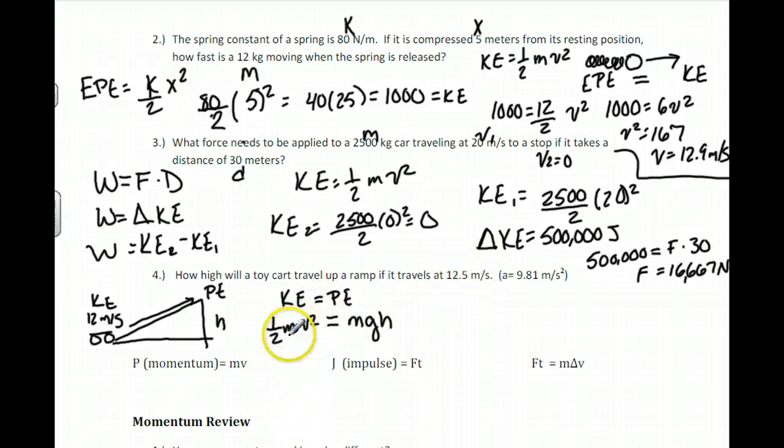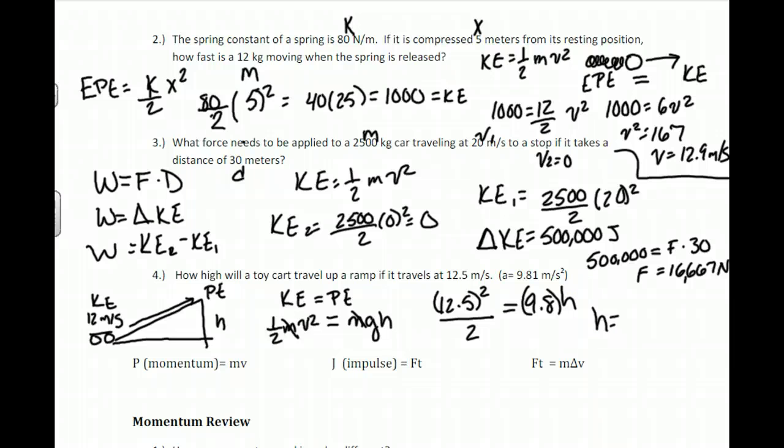Now, if you look at this, my masses, which I don't know, are going to cancel, so I don't have to know them. Do I know the velocity? Yes, I do. It's 12.5. So this is 1/2 times 12.5 squared, which is going to equal 9.8, because that's gravity, times the height. If you solve for that, you will find that your height is 7.97 meters. And that is the end of our kinetic energy review.